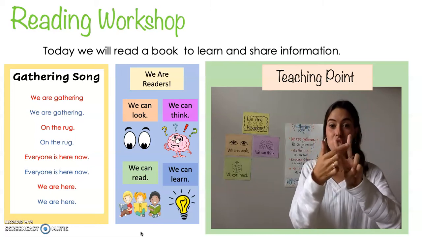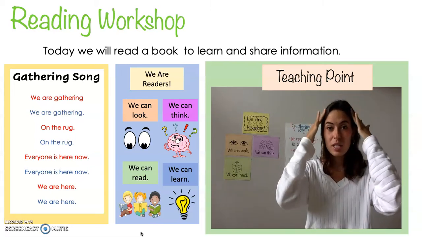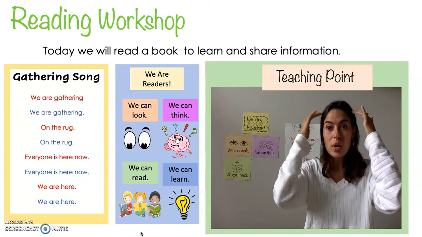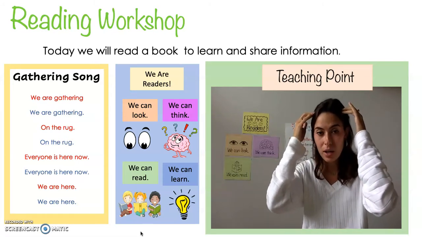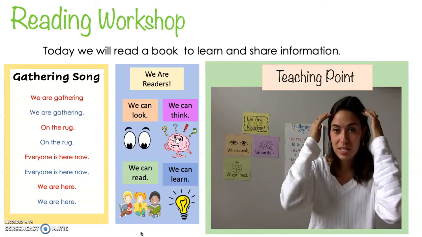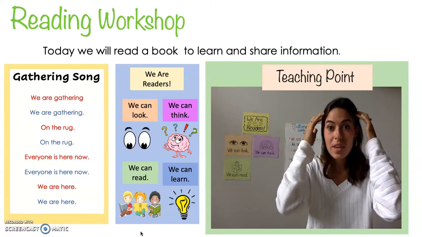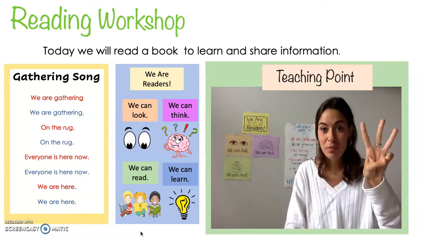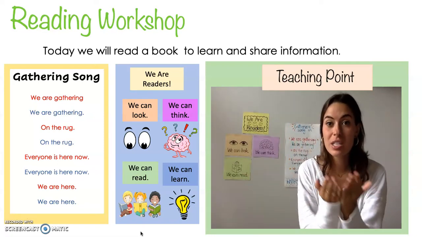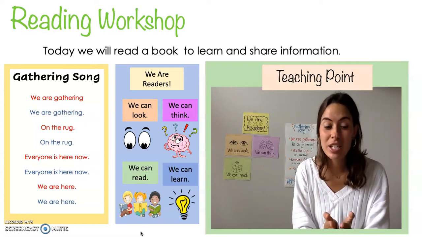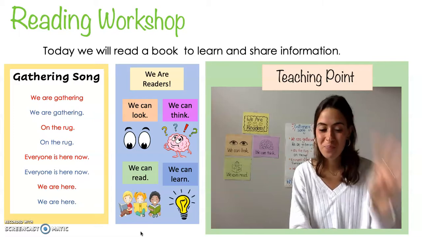And then strategy 2, we can think. We can think with our brains. So let's point to our thinking brain. We can think about, what is this book going to tell me about? What do I think this page is trying to tell me? What information can I gather from looking through this book? And then, strategy number 3 that we've talked about is we can read. We can read through the pages and the words. And that leads me into our new strategy, strategy number 4, show me 4.